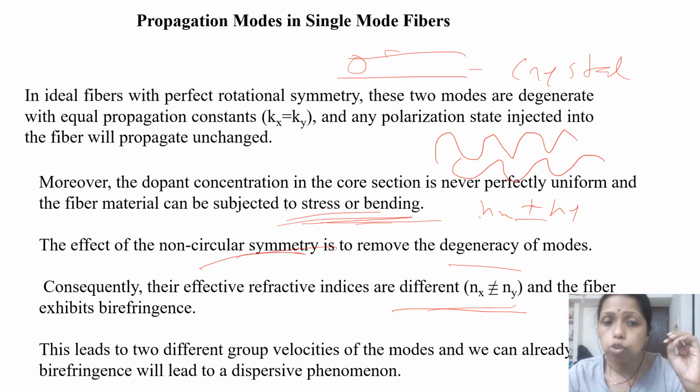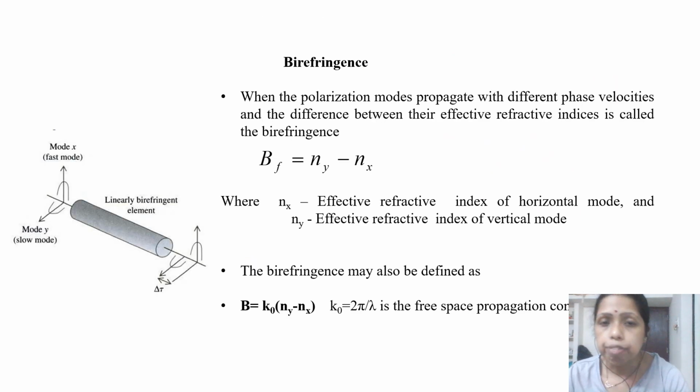Inside the fiber, due to some imperfection in the fiber or stress and bending, and due to dispersion, which I will explain in the coming lecture, you can see there will be different velocities, which doesn't maintain the degeneracy mode. So then Nx is not equal to Ny. Due to that, there is another mechanism called birefringence. This is the birefringence concept.